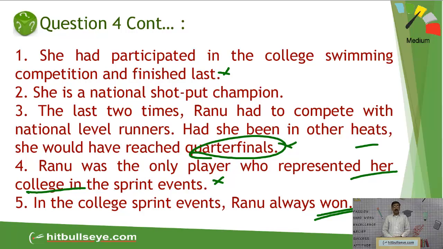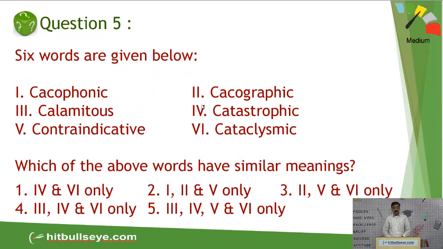It says, second, she is a national shot put champion. Champion means something, and it means a lot. Therefore, an answer option. Question number 5 is based on vocabulary. We need to pick a group of three words which are similar in meaning, and take your time to go through all these words. Calamitous: negative, pertaining to calamity, likely to cause destruction. Catastrophic is again pertaining to destruction. Cataclysmic is also the same. Therefore, the answer would be the fourth choice.